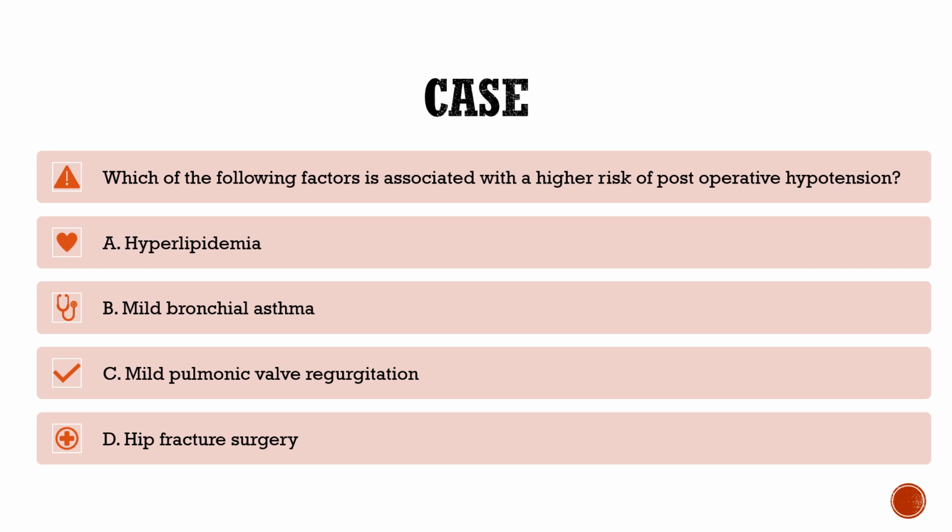And the correct answer is D. Hip fracture surgery. Hip fracture surgeries are often required in patients who are elderly and have multiple medical comorbidities. And these are the surgeries which are often time sensitive in order to minimize the risk of complications. Mild pulmonic valve regurgitation is quite common in the normal population and by itself is not a risk factor for hemodynamic instability, which is also true for mild bronchial asthma and hyperlipidemia.